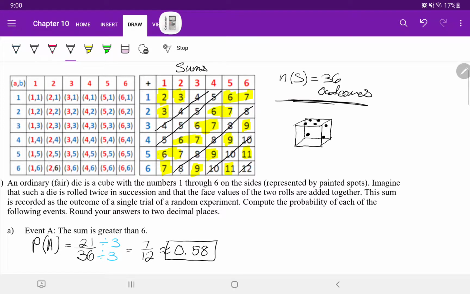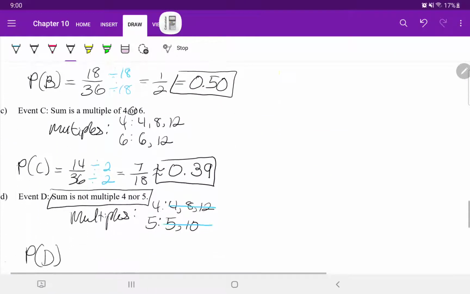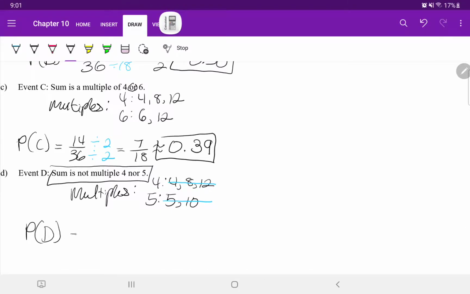So the probability of having a sum that is neither a multiple of 4 nor 5 is 20 over 36. Divide the numerator and denominator by 4, since that is the greatest common factor between the two. That is going to be 5 over 9. And when we divide that in the calculator, we get approximately 0.56. And that is it for this video, guys.